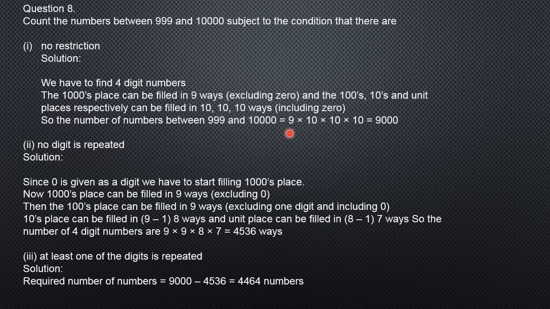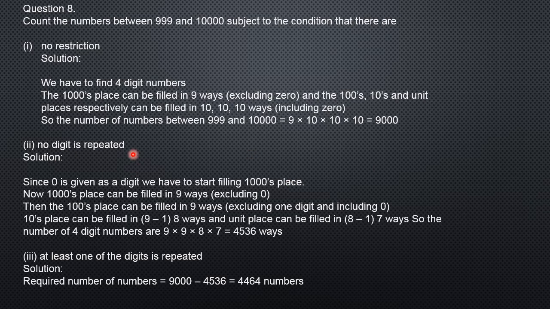Unit place can be filled by using 10 numbers. Tens place 10 numbers, hundreds place 10 numbers, but thousands place only filled by using only 9 numbers. 9 ways. Therefore 9 into 10 into 10 into 10, that is 9000 numbers are there. From the 9000 numbers we want to find the remaining answer.